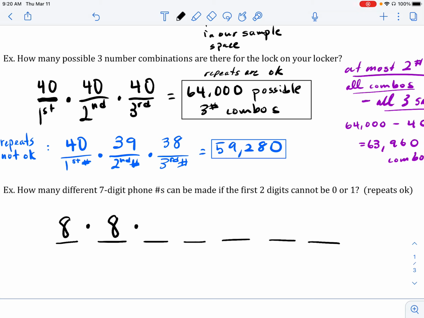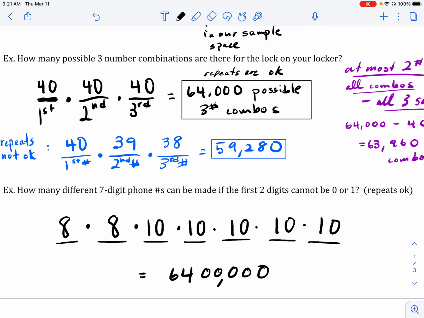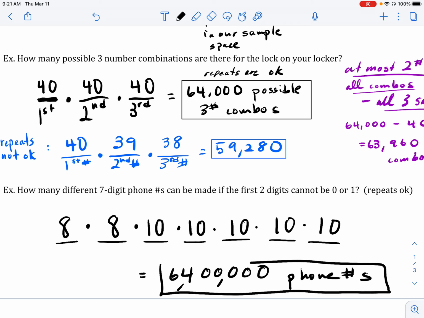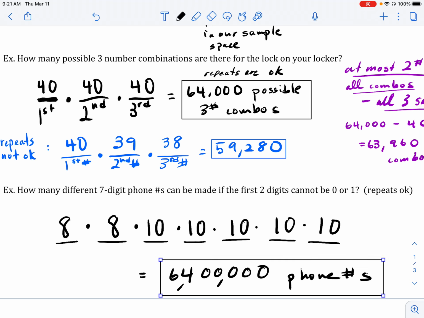Now, when we move to the third digit, we can choose any number that we want, as long as it's a single-digit number. So now I've got a total of 10 possibilities, all the numbers from 0 through 9, and so on and so forth. All these others have no conditions placed on them. So that's going to give me 64, and how many zeros are there? 5. So we've got a total of 6,400,000 possible phone numbers that can be generated as long as the first two digits are neither 0 nor 1.